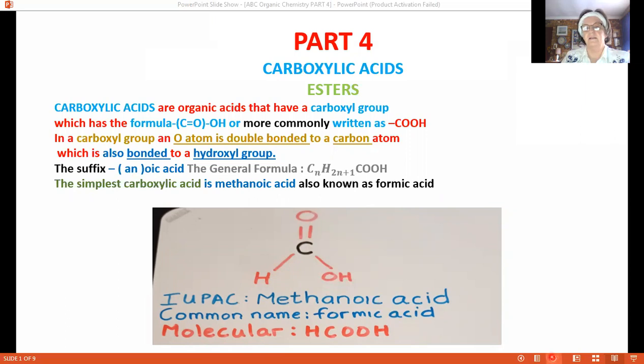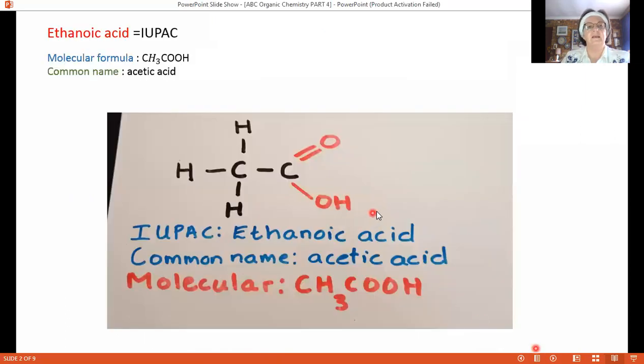Right. So let's go further and look at the structure where we have two carbons. Then it's eth. So this is then ethanoic acid. So we see two carbons, the molecular formula then being CH3COOH. The common name of ethanoic acid is then acetic acid.